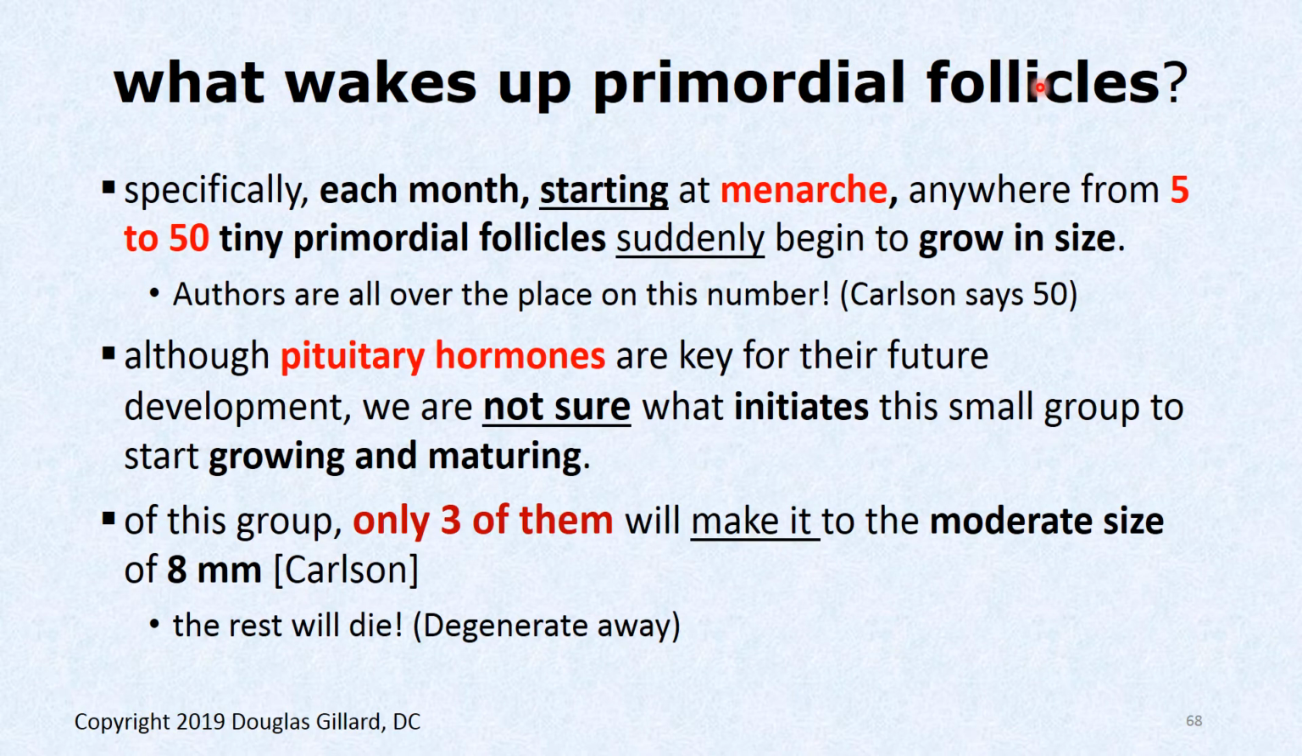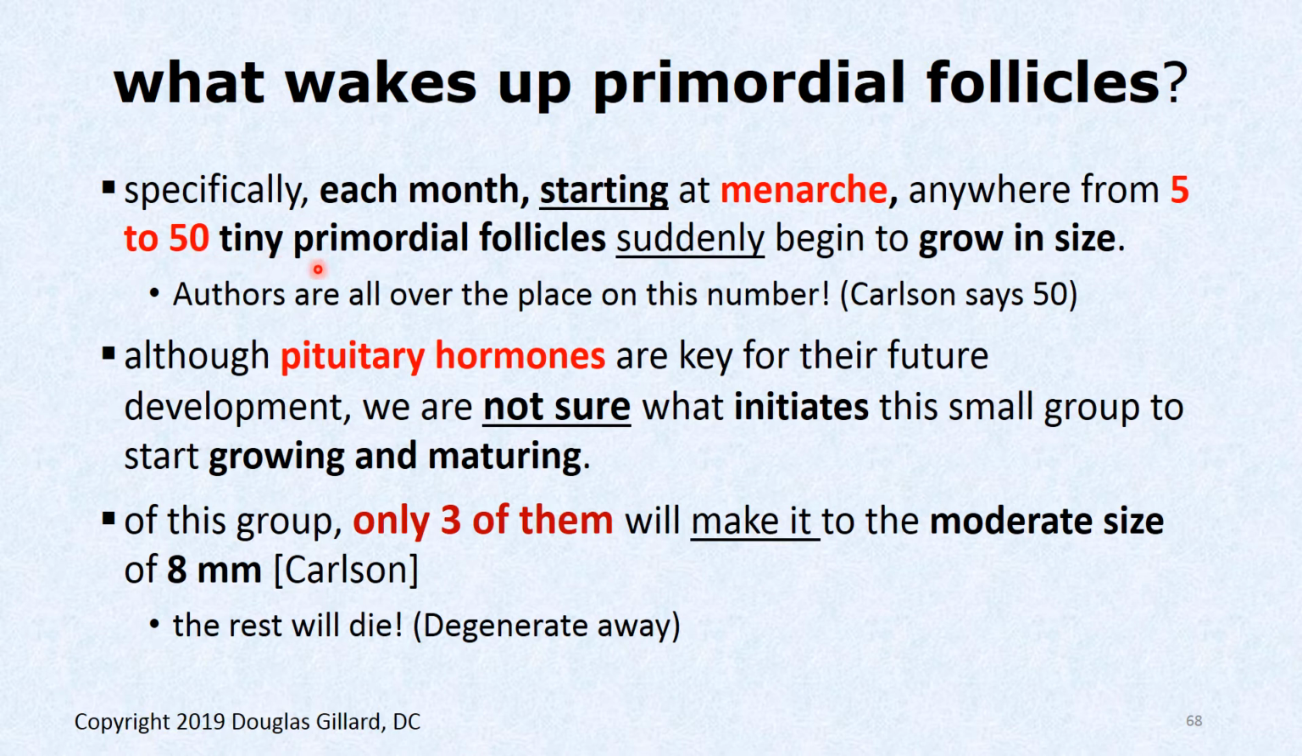What wakes up the primordial follicle? They used to think, back in the day when I went to school, they thought it was pure FSH and LH being secreted, but that's not exactly true. We're not sure what initiates the starting group. About 50 of them, anywhere 5 to 50. We'll go with Carlson says 50. Larsen said, I think, 5 to 15. So they're all over. Every author says something different. We'll go with Carlson because he's the most evidence-based.